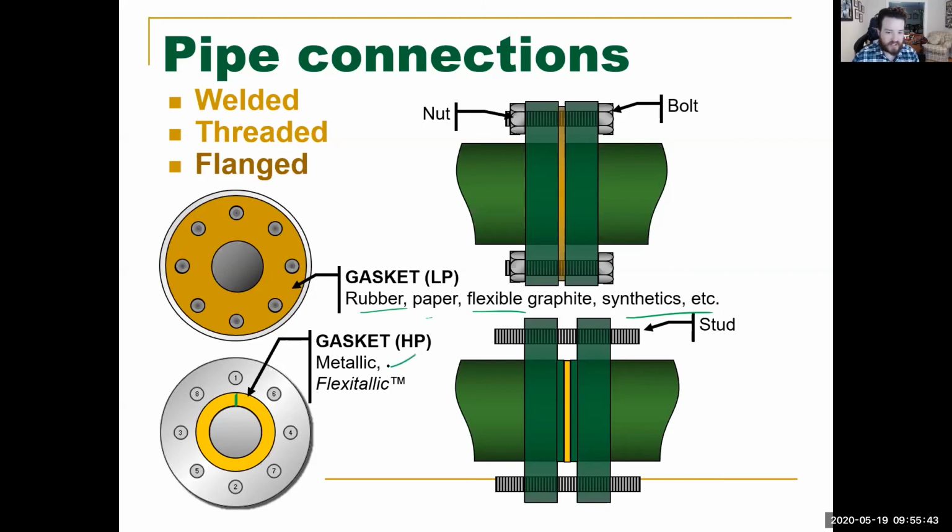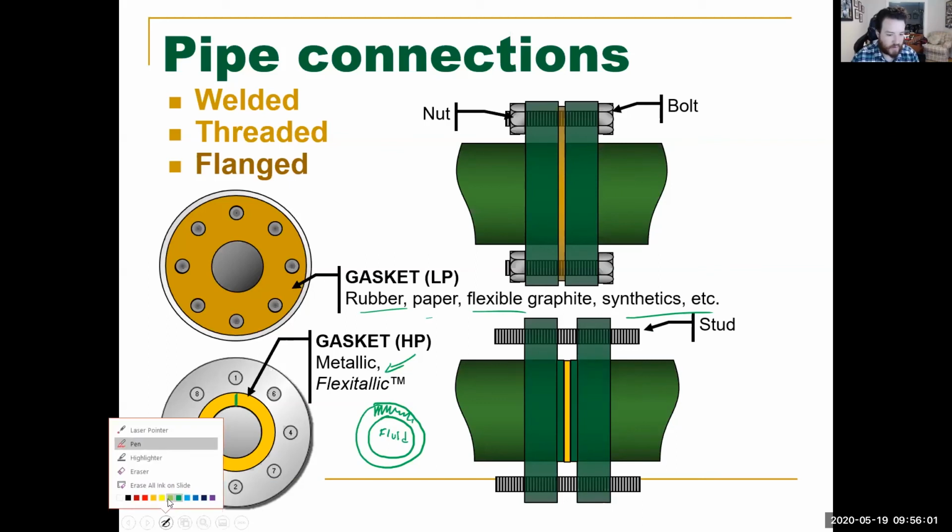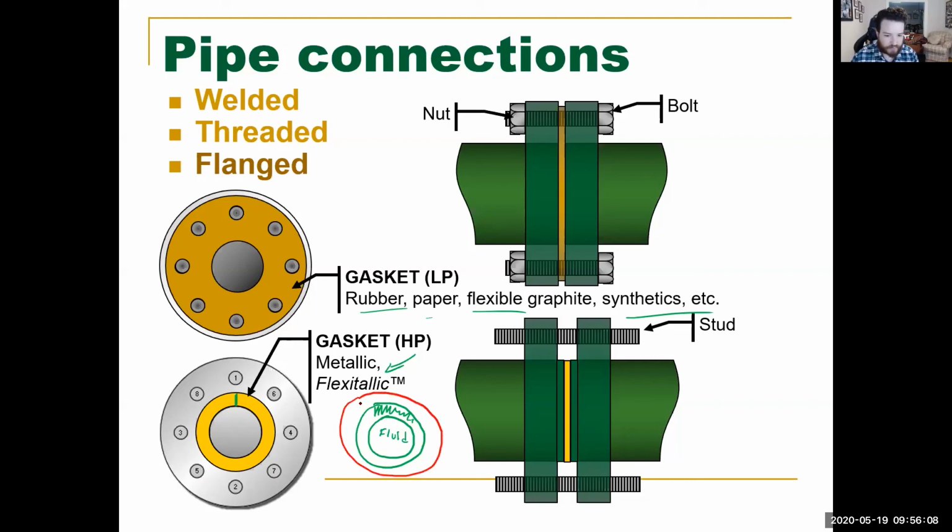Usually what you'll see these in is a high pressure system. All right. So on the steam system, you'll actually see a metal ring like this, where here's where the fluid is. This green section that I'm drawing in will be where it's mating, and that's going to be metal. And then on the outside of it will be almost like a hard piece of cardboard material, and that will be to keep it in line.